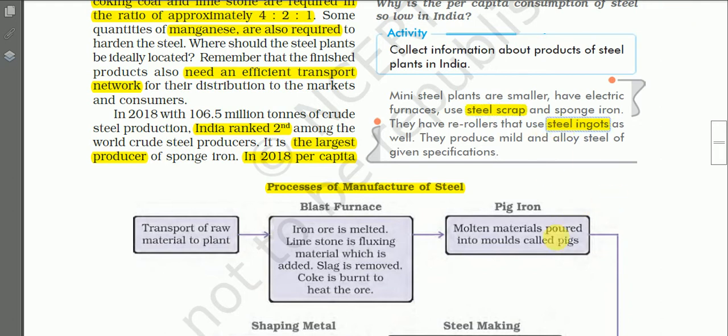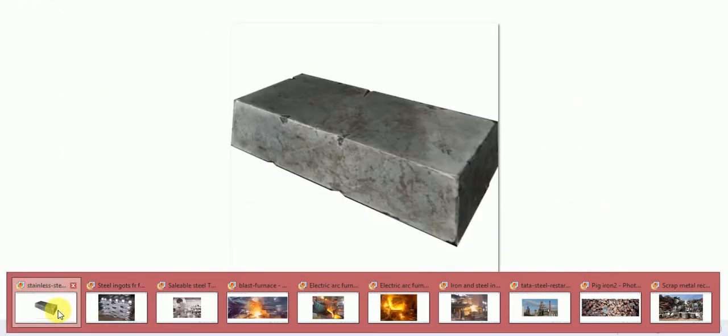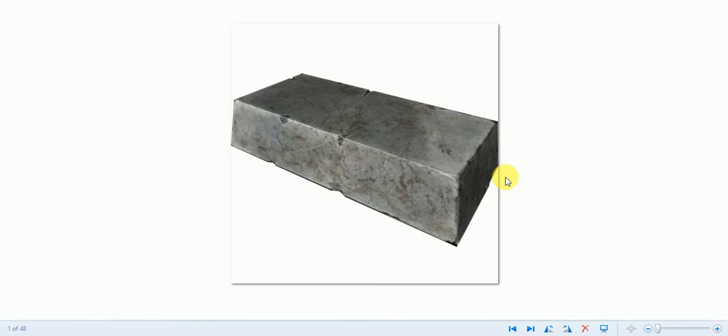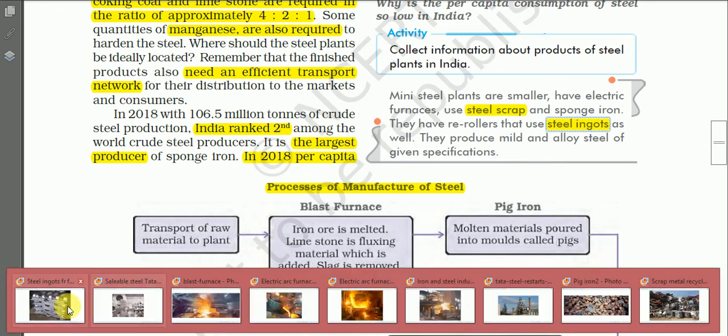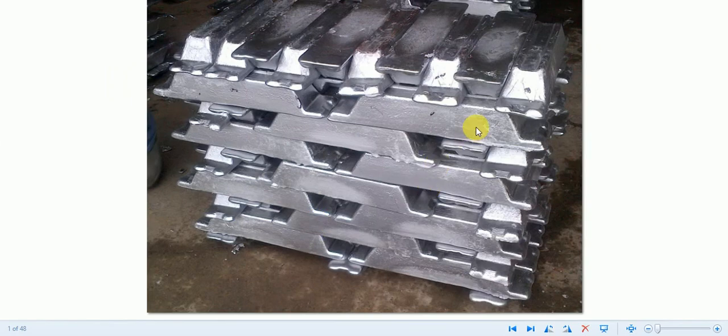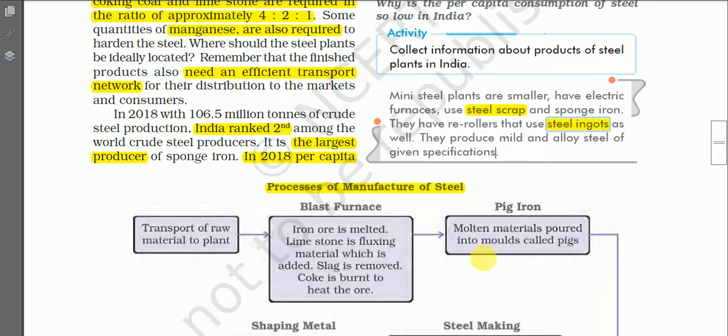Actually, steel ingots are these brick-shaped steels. See, this is a photograph showing a steel ingot. These are used. And we have one more photograph showing steel ingot. So this is another photograph showing steel ingot. These are used in the mini steel plants.